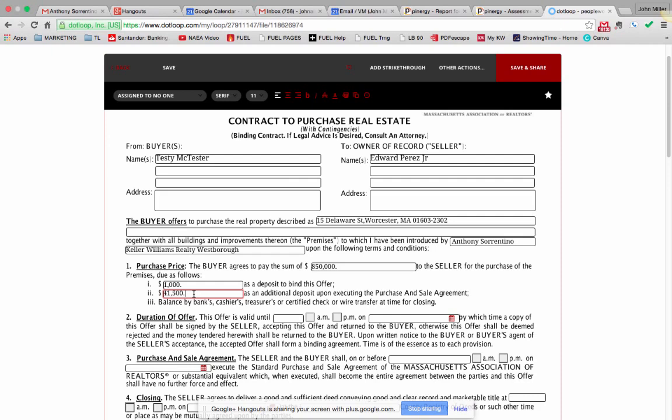to answer your question, you can do any number you want in here, but traditionally, you'd do anywhere between 3 to 5% of the purchase price as a total deposit. The $1,000 initial deposit and the $41,500, these two numbers added together equal 5% of this number. And you could do as low as 3%. You could do as low as 1%. It doesn't matter. Whatever the seller is willing to accept and whatever you need to do to get your offer accepted, then that's what you should put in here. You follow me on that?